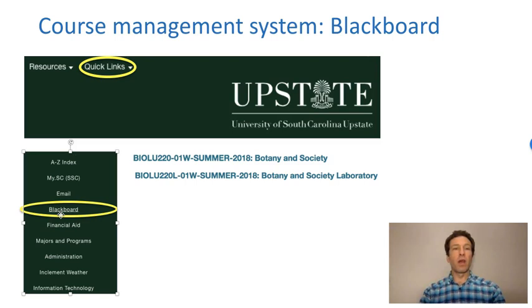Click on Blackboard. When you do, then you should reach a page that has courses listed, probably along the right-hand side. And two of those courses should be Bio U220 and Bio U220L, both for summer 2018. The first tab is going to take you to the lecture page for the course. The second tab is going to take you to the laboratory page for the course. And both lecture and laboratory are required, so you should be checking both of these tabs very regularly throughout the course.